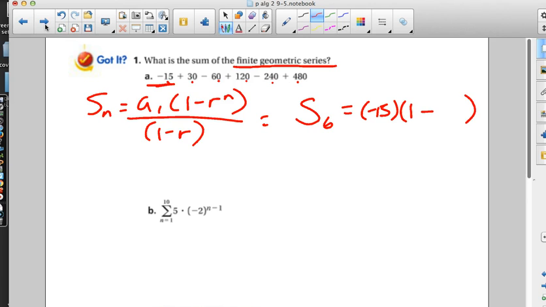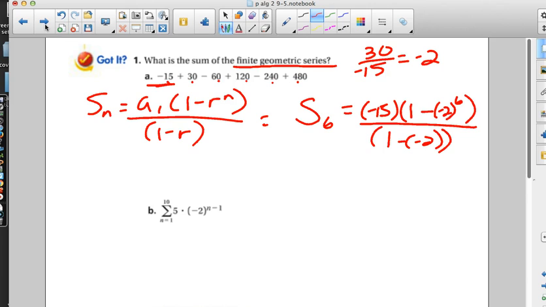But here comes the hardest part for us, which is finding r. All we have to do to find r is take any term and divide it by the term in front of it. So if it's tough to see, you can always do this. Just take 30 divided by negative 15, get negative 2. And sometimes the negatives mess with people's heads. So we're going to want 1 minus negative 2, important that there are parentheses there. And we said we want the first 6 terms, so this needs to be a little 6 right there. And then on the bottom, 1 minus a negative 2.